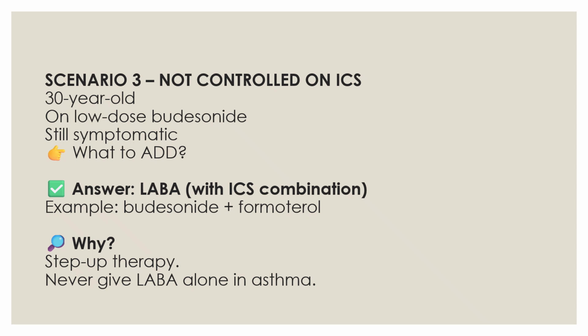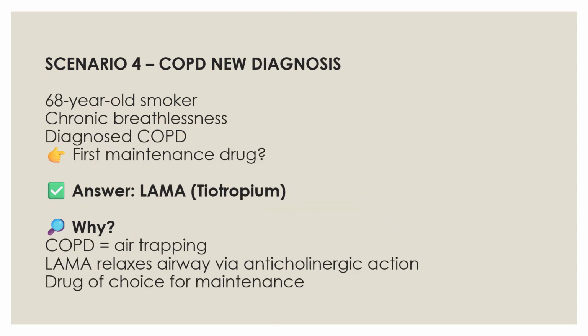Budesonide is a LABA and the patient is still symptomatic. What needs to be added? So budesonide plus formoterol. Formoterol is an inhaled corticosteroid. So LABA plus ICS is a combination we are going to give. Why? Step up therapy. Never give LABA alone in asthma. We're never going to give LABA alone in asthma. Along with that, we are going to give the patient an inhaled corticosteroid. Always remember this point, which 100% you are going to get a question on this.